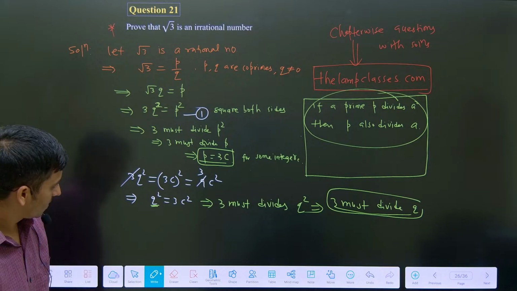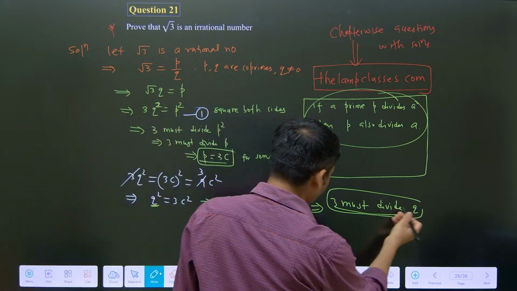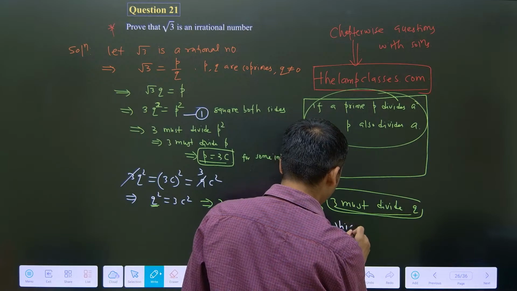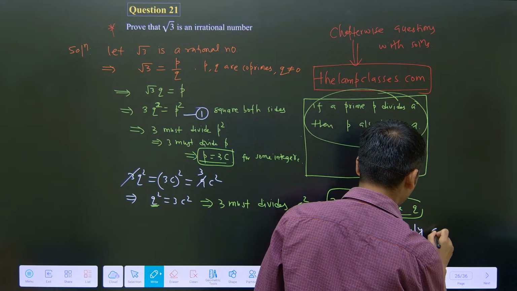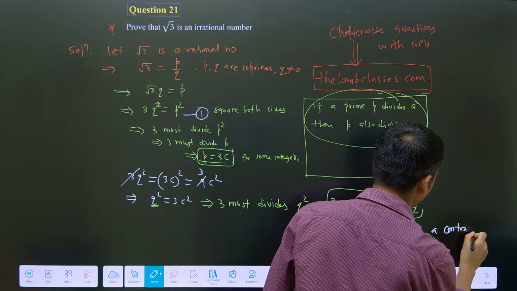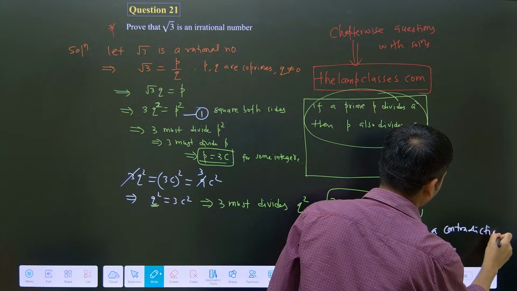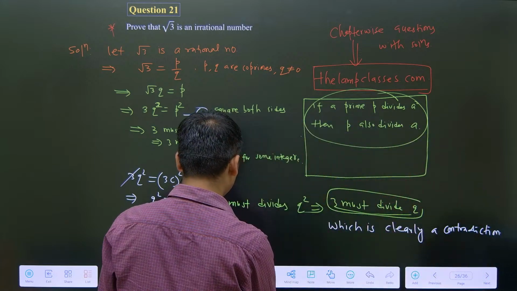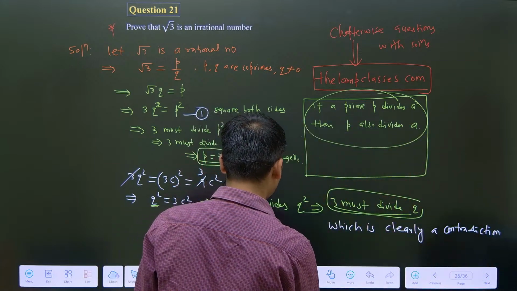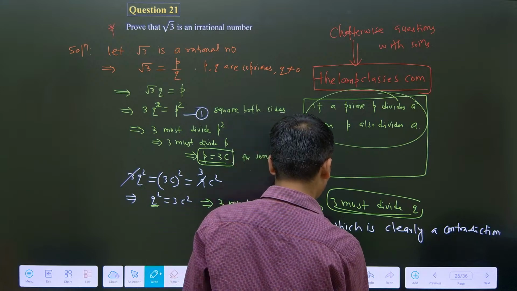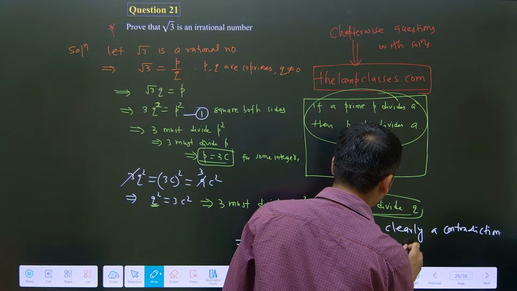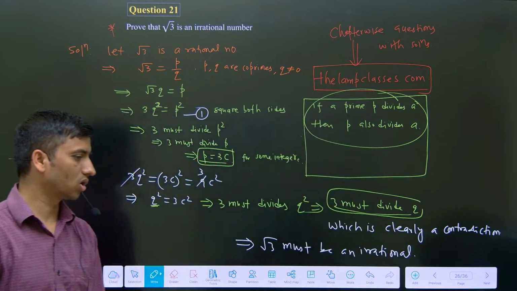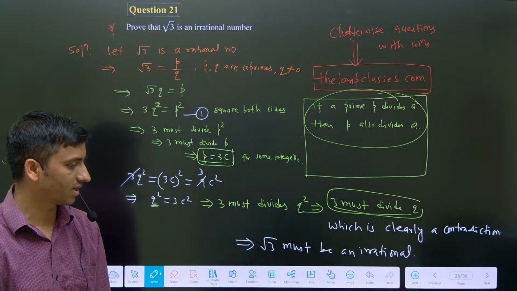It means root 3 has to be irrational. Are you getting it? So we can say which is clearly a contradiction. That means root 3 must be an irrational number. Do not skip the last part. The conclusion is very important the way I have written, guys.